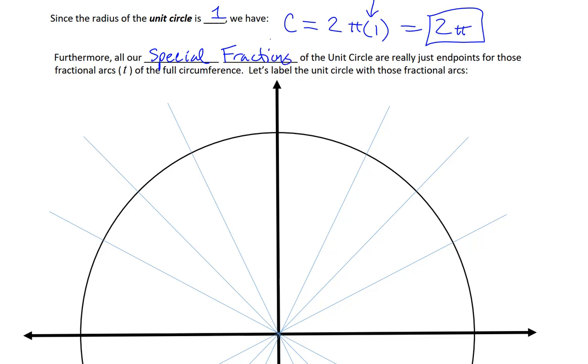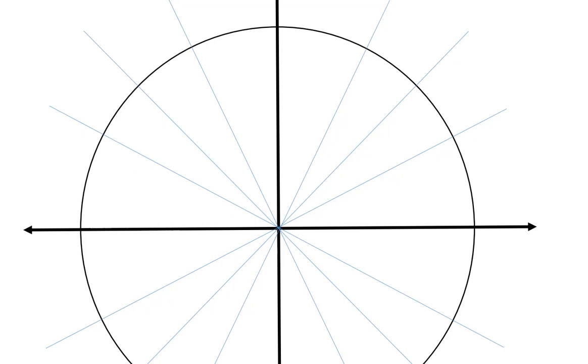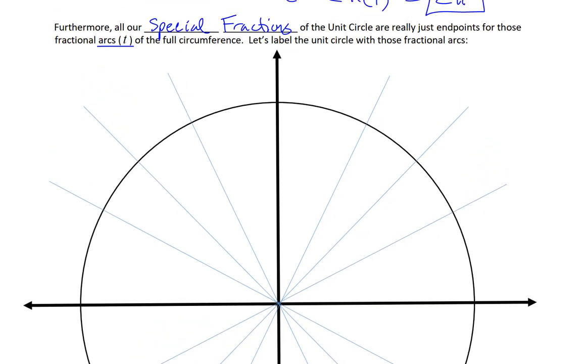Now, furthermore, all of our special fractions of the unit circle that we just reviewed above are really just endpoints for those fractional arcs. And again, this textbook uses the letter T for these arc lengths. That may or may not be the case with other textbooks, but if we call the arcs T of the full circle, then let's label these on here. So what you'll notice now is we have again a standard unit circle, but this time I've marked on there where all the special places are. You'll notice above we had two sets: the sixth markings and the fourth markings.